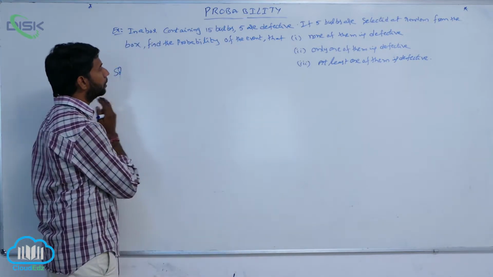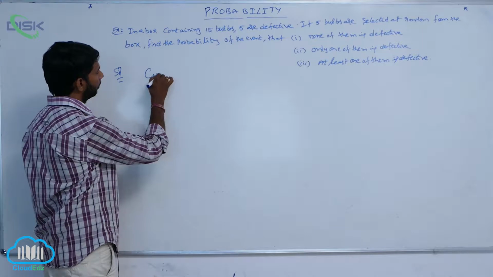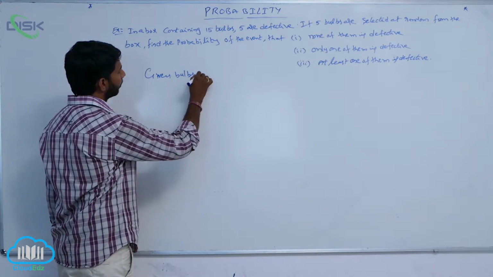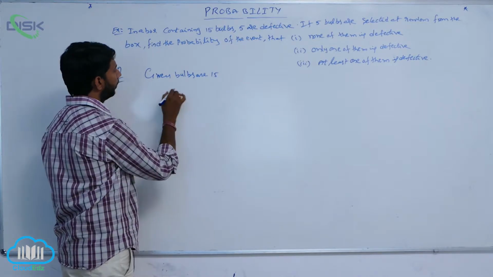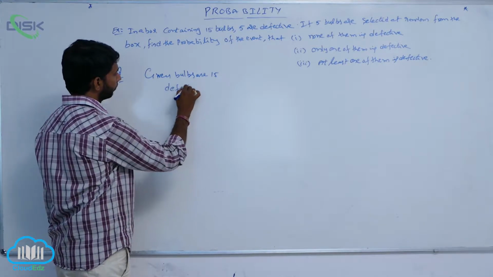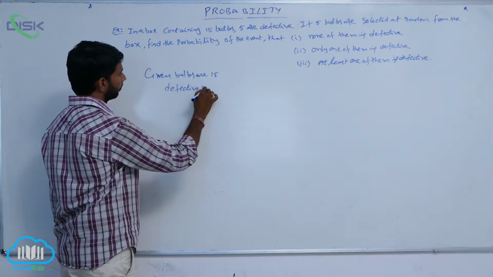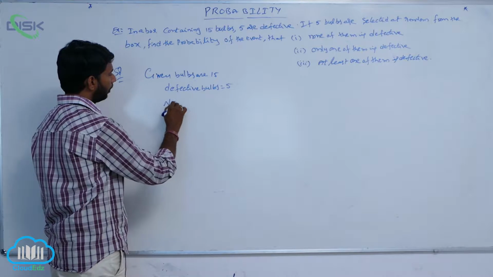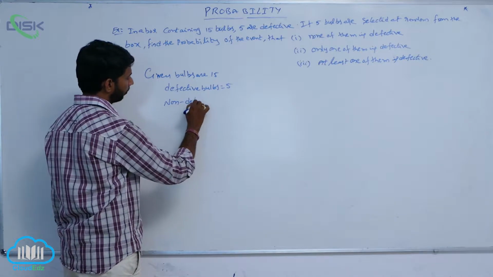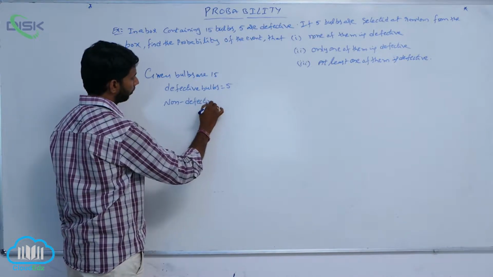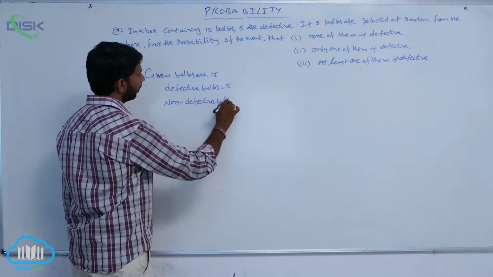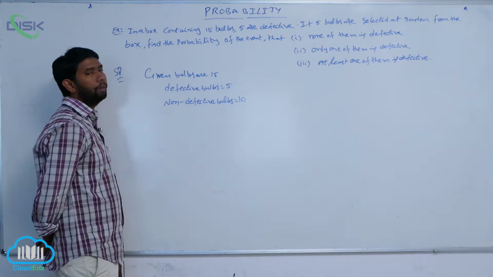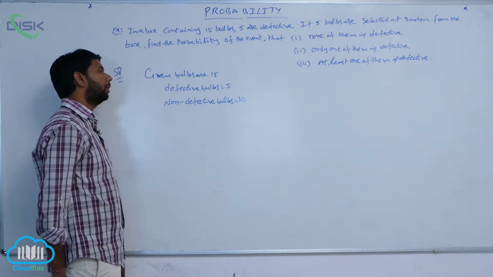Given bulbs are 15. Defective bulbs are equal to 5, and non-defective bulbs are equal to 10. Here the total number of bulbs is 15, 5 are defective and non-defective bulbs are 10.